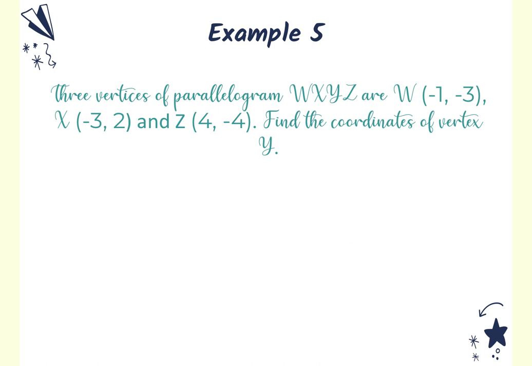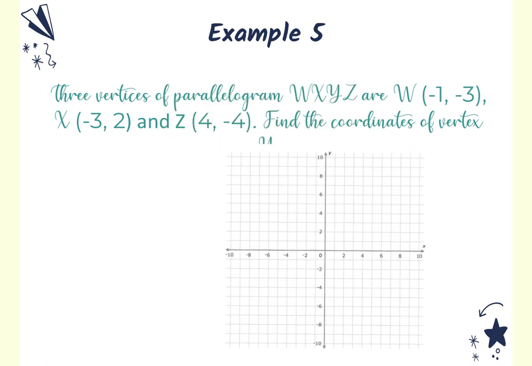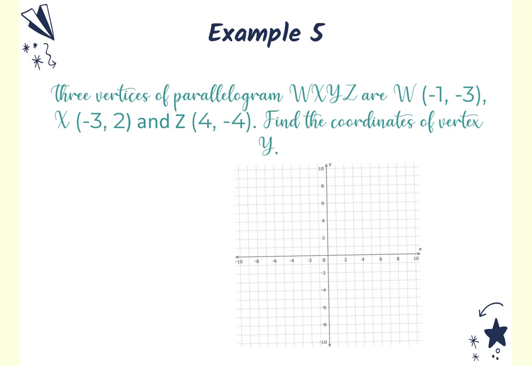All right, this one is our coordinate one. So I'm going to bring in a coordinate grid. It says the vertices of WXYZ are W (-1, -3), X (-3, 2), and Z (4, -4). And I need to find Y. So I know it goes W, X, which means Y has to go in this section here, then Z. So this connects to this connects to this.